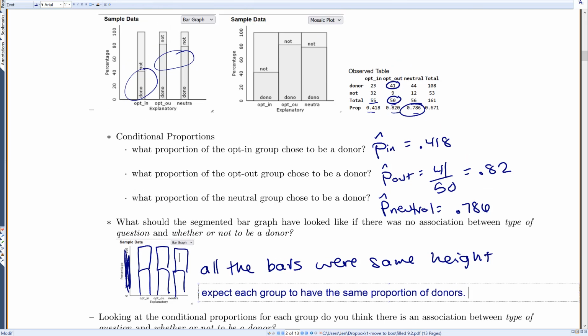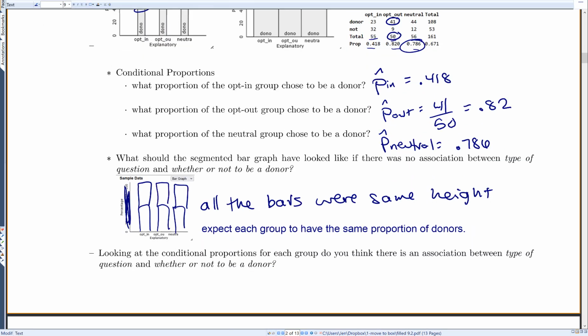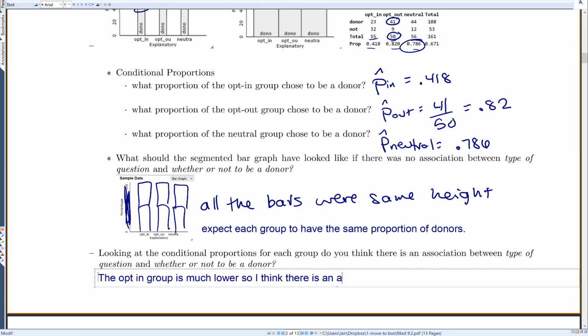So now looking at our conditional proportions and our bar graphs up here, what do you think? Do you think these bars are all the same height? I would say looking at them that these two are again pretty similar for out and neutral, but for the opt-in group, it is much lower. So I could say something like the opt-in is much lower, so I think there is an association.